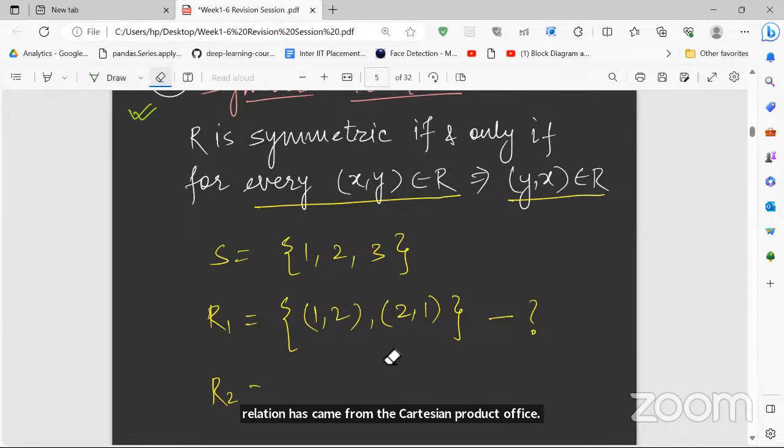Correct? 3, 4 can't be there because 4 itself is not present in the set S. So 4 can't be there.